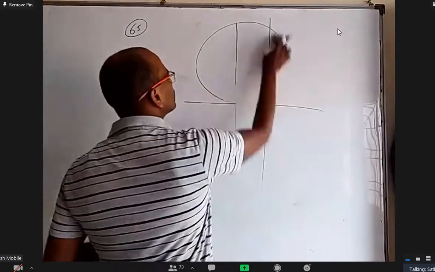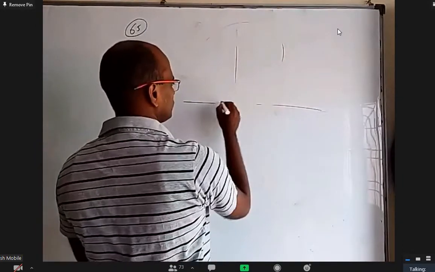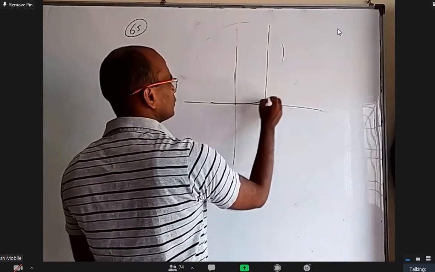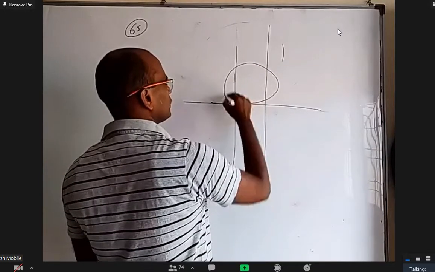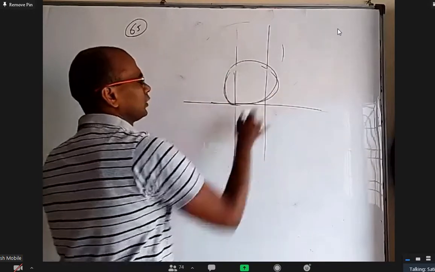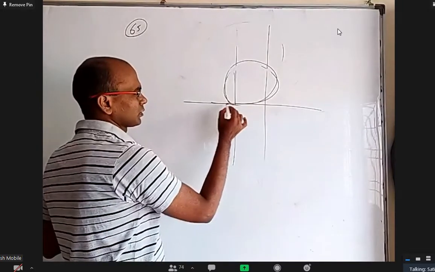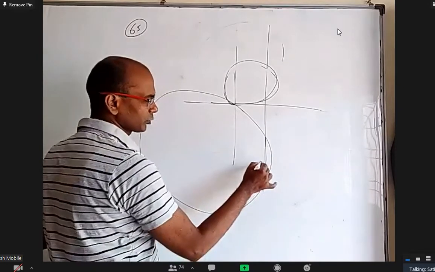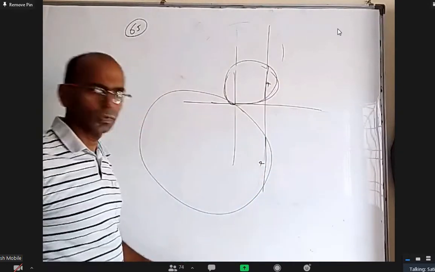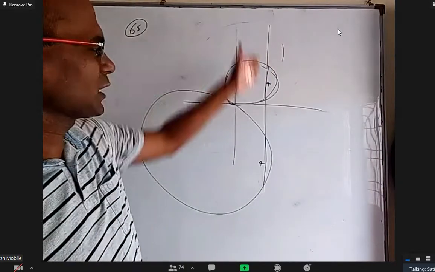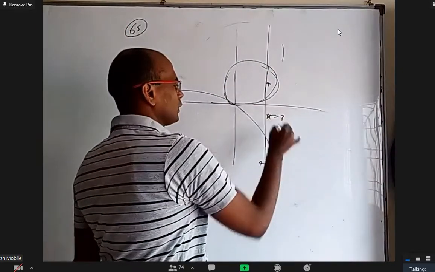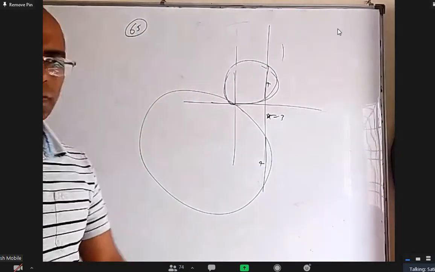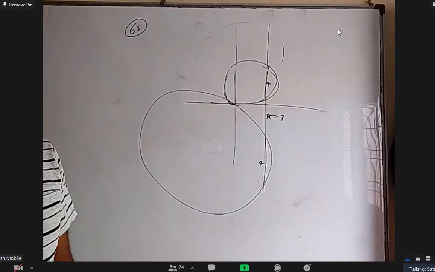It can be even like this, or it can be very big, but this length should be 4. The circle should intersect the line x equal to 3 at 2 points such that the distance between them is 4, and it should pass through the origin. I think from the figure only I can easily do it.